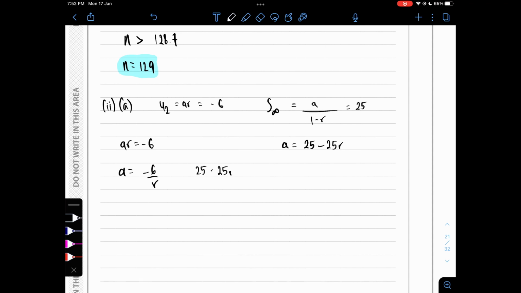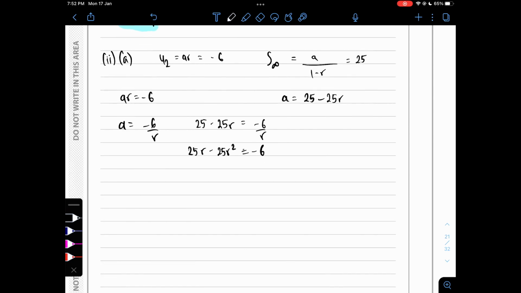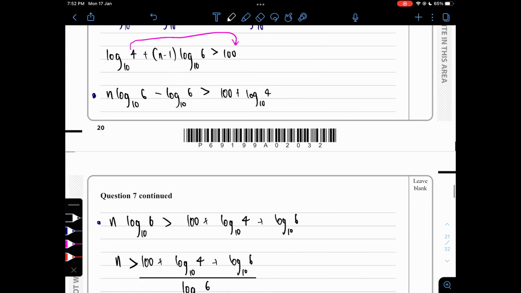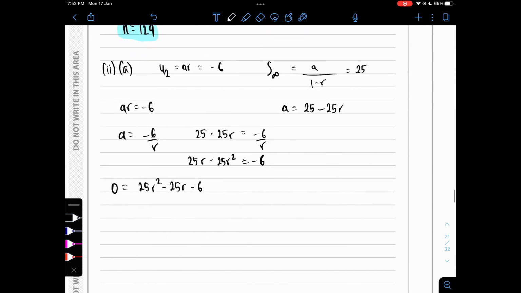Equate them. 25r equals minus 6 over r. So multiply by r, so 25r minus 25r squared equals negative 6. Move everything to the other side, so 0 equals 25r squared minus 25r minus 6. And is that what they want? That is what they want. Alright, so we got there.